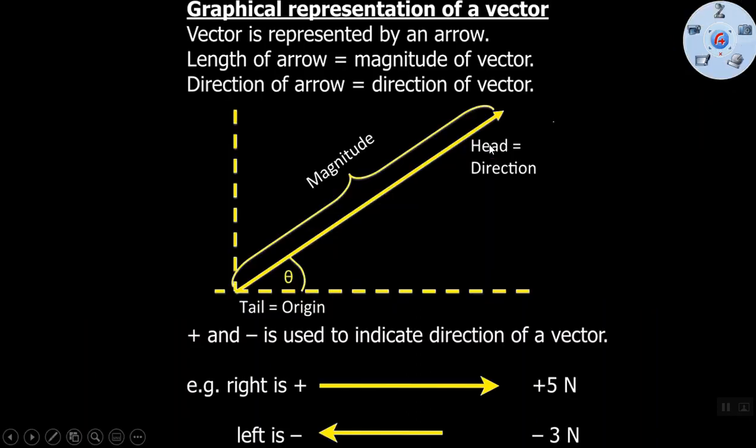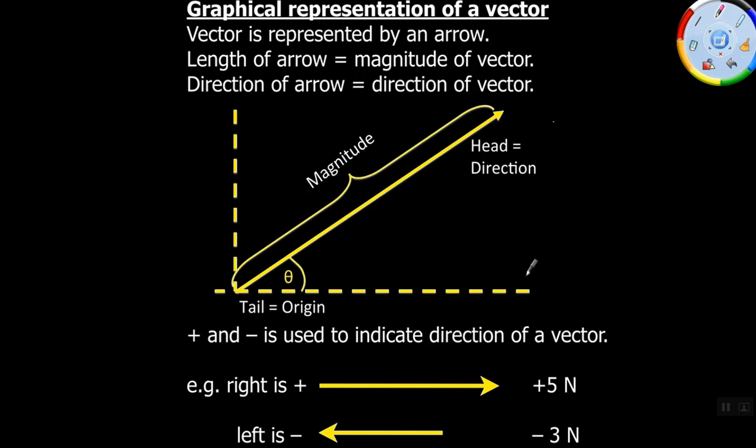Okay, so how do we represent a vector? A vector is represented by an arrow, okay? The length of the arrow is the magnitude, the size, and the direction of the arrow is the direction of the vector. So if we look here at the bottom, we can see that this arrow is to the right, okay? We also use positive and negative to indicate the direction of a vector.